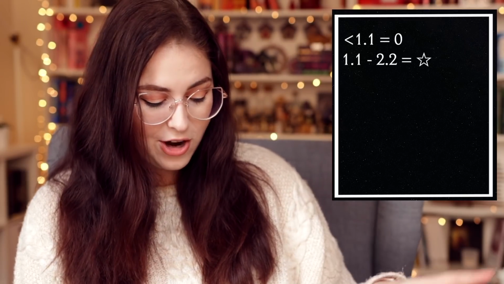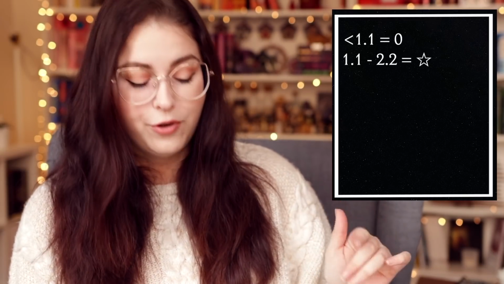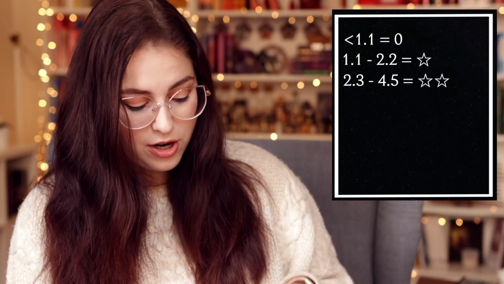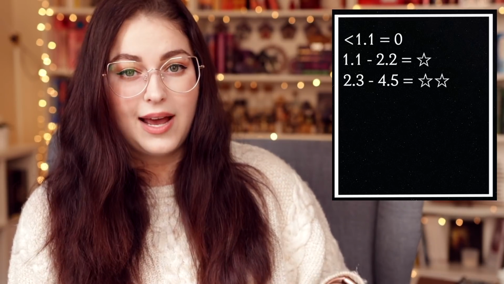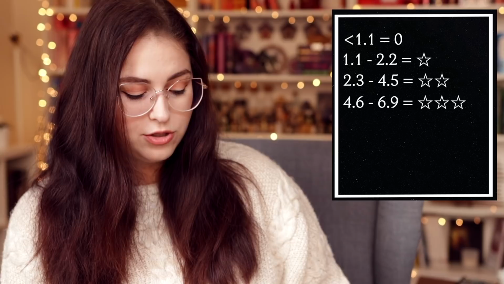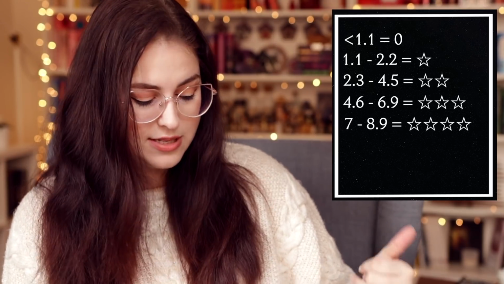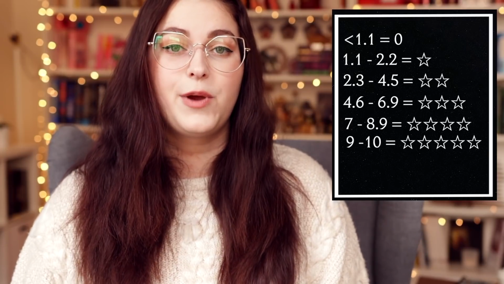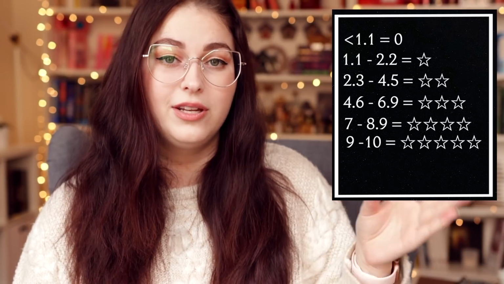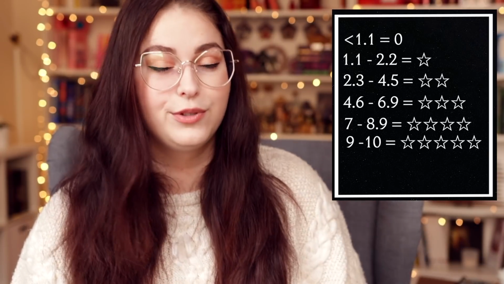But anything from 1.1 to 2.2 is a 1 star. 2.3 to 4.5 is a 2 star, 4.6 to 6.9 is a 3 star, 7 to 8.9 is 4 stars, 9 to 10 is a 5 star. There's gonna be a section in the spreadsheet that shows you all of these, so you do not need to remember them, and again, it will do it automatically.